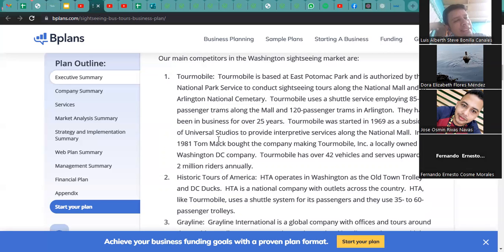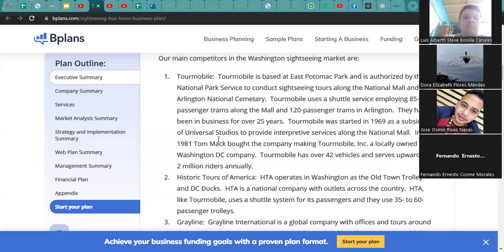It says Tromobile is based at East Potomac Park, so that is where it's located, and that they conduct sightseeing tours along the National Mall and in Arlington National Cemetery. So you can see that they operate in the mall and the cemetery. The company that we are going to run is not going to operate there because they already cover that area. If they do that already, why are we going to do that? It doesn't make any sense.